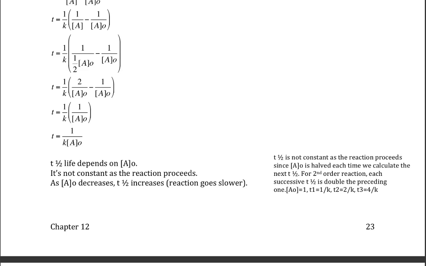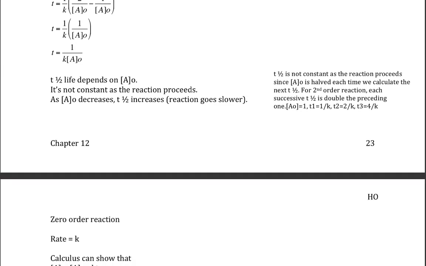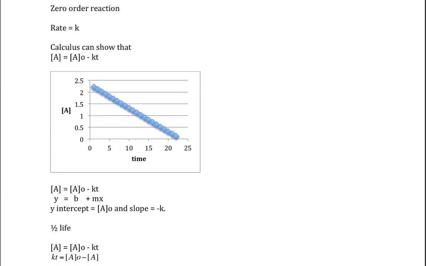Notice that the half-life depends not only on k, but also on A naught. It is not constant as the reaction proceeds. As A naught decreases, t sub 1/2 increases. The reaction goes slower. Okay, so that's all the info for a second order reaction. We have the integrated rate law, we have the half-life equation.